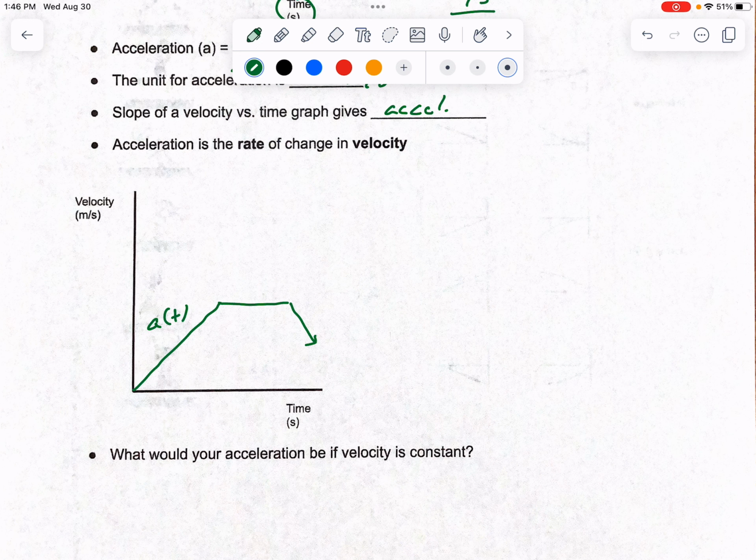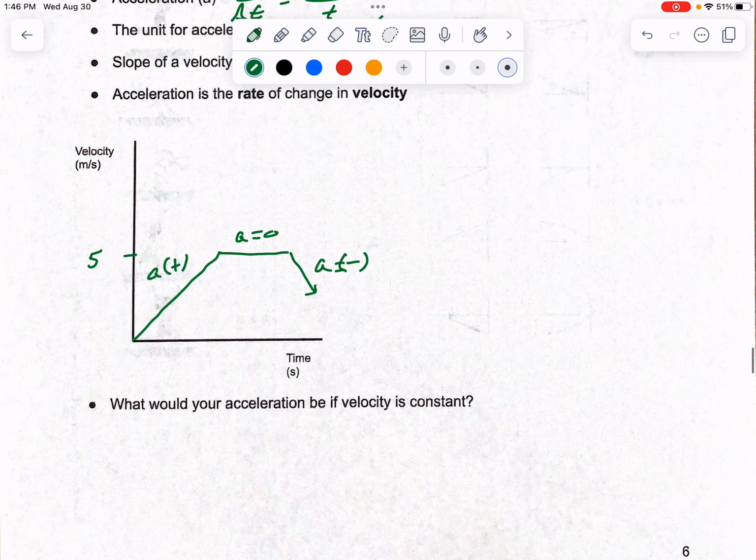Now, if I have a horizontal line, that doesn't mean I'm not moving. Let's say my velocity over here was 5 meters per second. This just means I'm constantly going 5 meters per second, so my acceleration would be 0. Then when I go the opposite way, it doesn't mean that I'm turning around. It just means that now we're starting to slow down, so our acceleration is going to be negative.